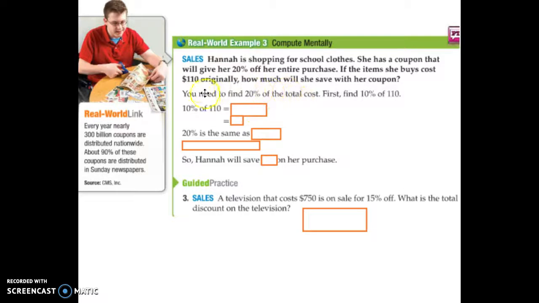How much will she save? Okay, so 20%. Well, I see that as 10%, so I move the decimal place once. That makes that $11. I need to double it because I actually want 20%. $22. She saved $22. Boom, that fast. Alright.